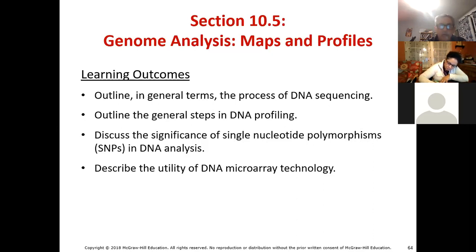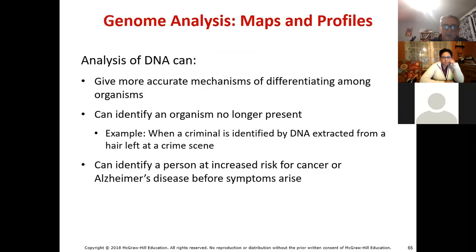We can do DNA profiling, discuss the significance of single nucleotide polymorphisms, referred to as SNPs, in DNA analysis, and describe the utility of DNA microarray technology. DNA can give more accurate mechanisms for differentiating between organisms, can identify an organism no longer present that's extinct. Example, when a criminal is identified by DNA extracted from a hair left at a crime scene, can identify a person at increased risk of cancer, Alzheimer's disease before symptoms even arise.